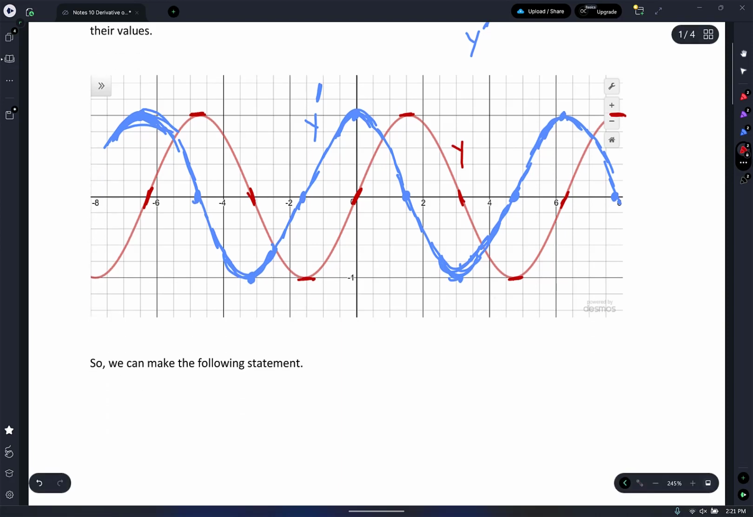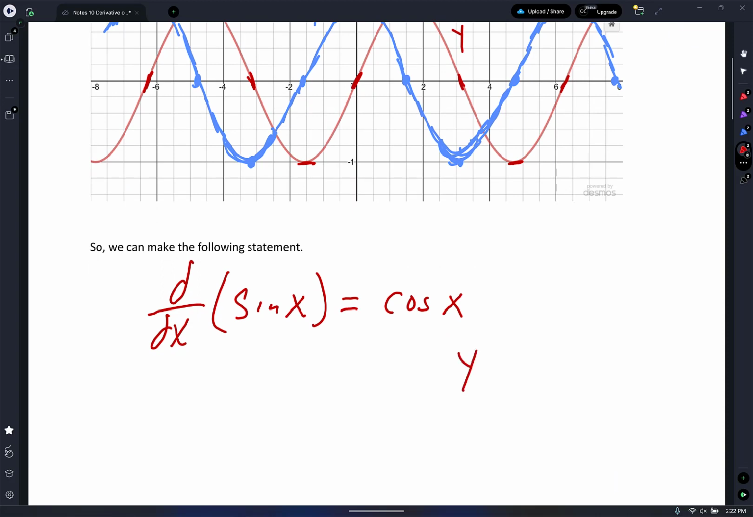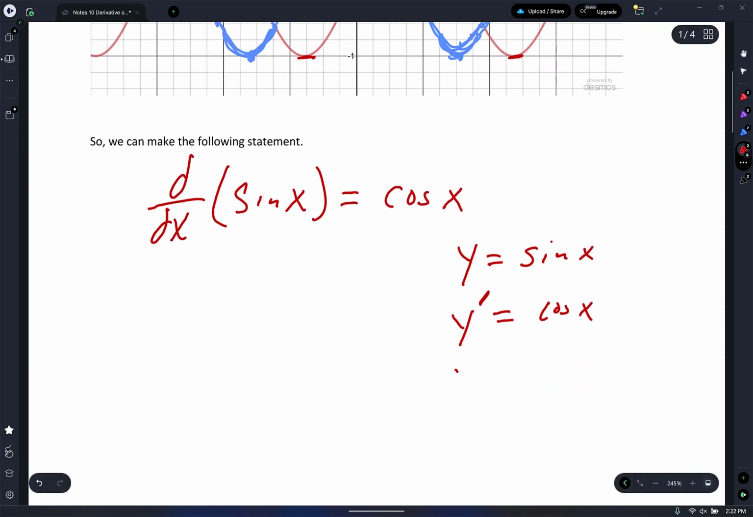So down here it says we can make the following statement: d/dx of sine x is nothing more than cosine x. That's the same thing as saying y equals sine x. And if I take the derivative, I put a what on the y? A prime. And I just write cosine x. You can also have said dy/dx. These are all different ways to say derivative. Cosine x. Okay, almost. So the derivative of sine x from now on is what?